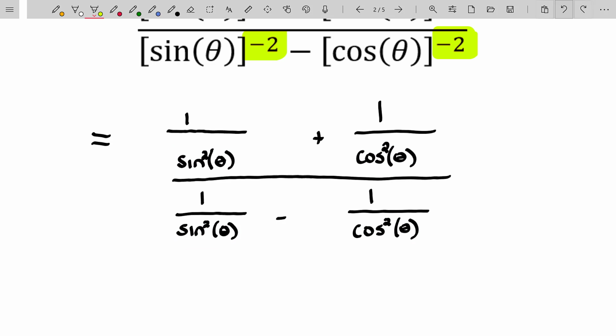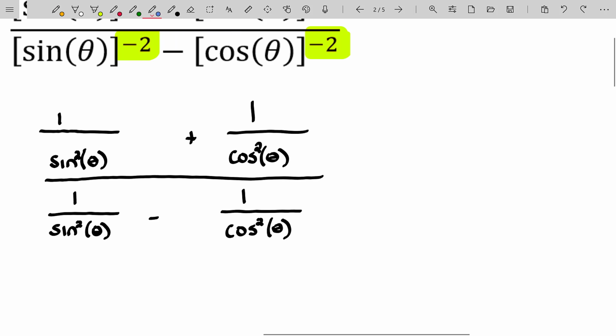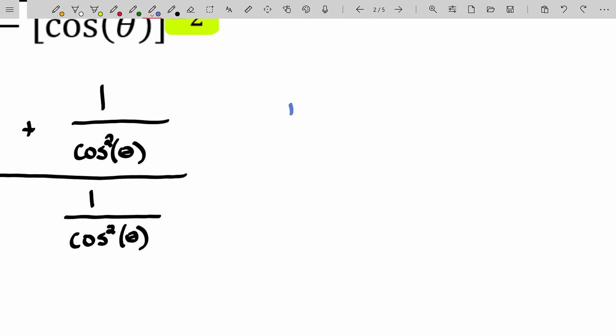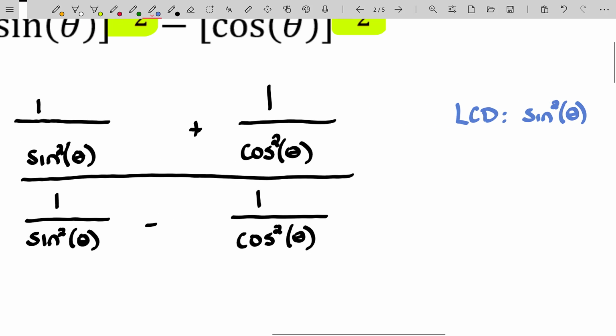So here we go. Let's go ahead and write that down, and I'll write that off to the right-hand side. I'll just list out that the LCD here is going to include the sine squared, because one of our denominators at least has a sine squared.